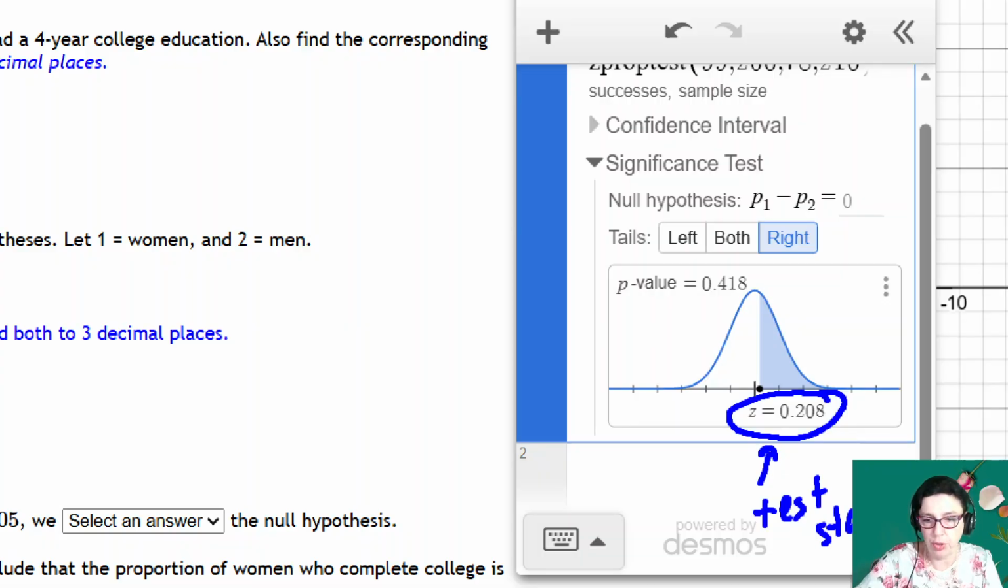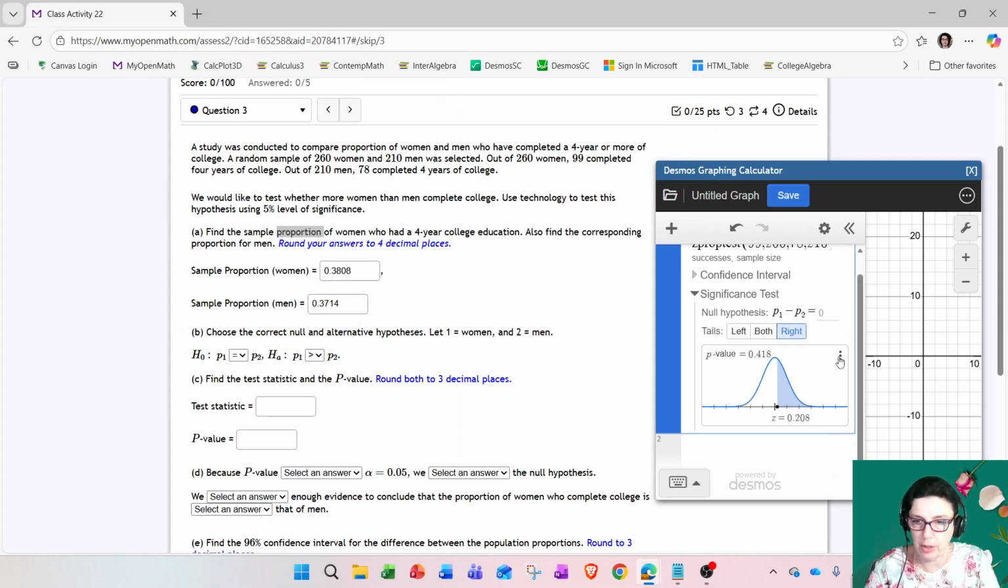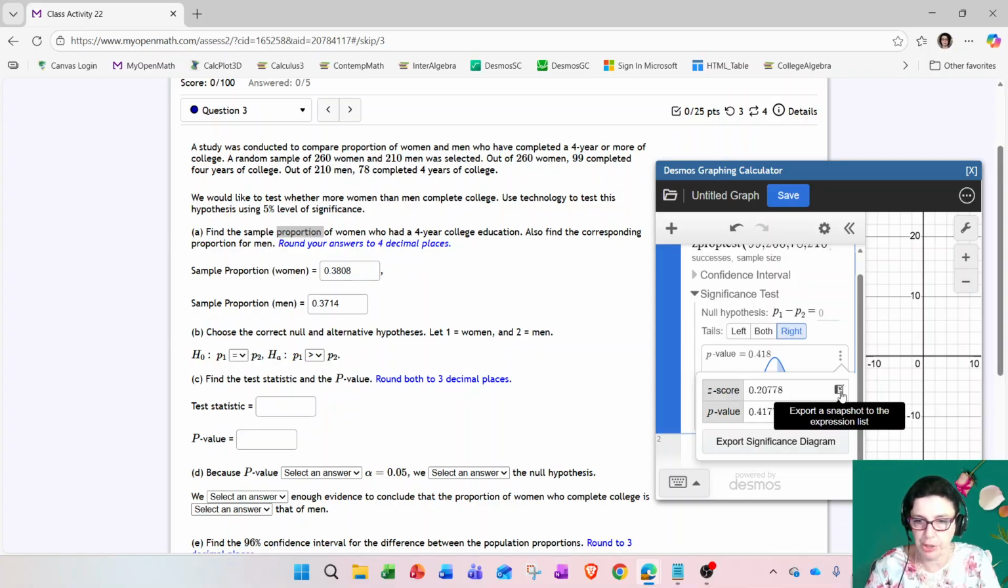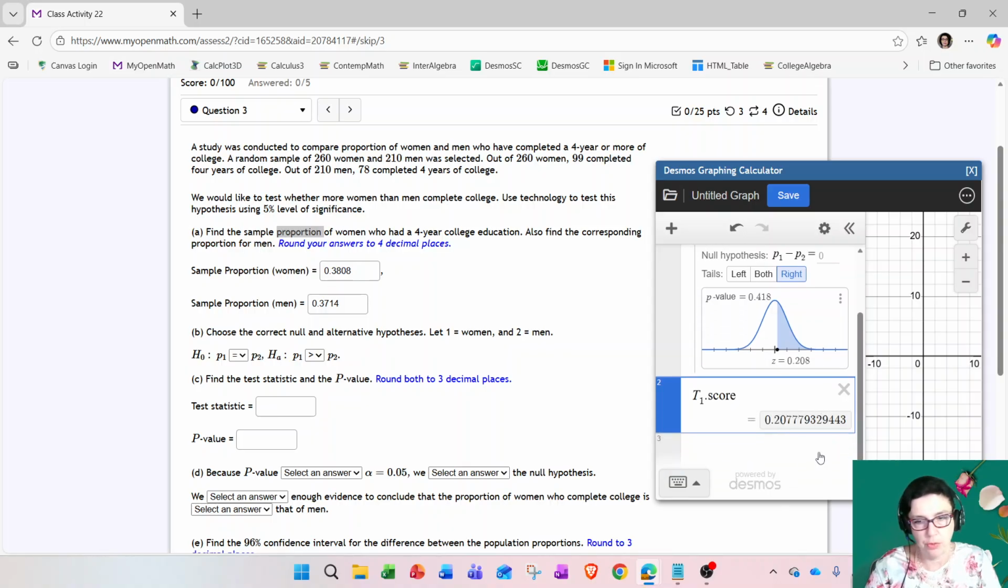Now, if it tells you that it wants more decimal places, you actually will need to click on the 3 dots. And this is where you have that z-score or the z-test statistic, and you can actually export it over here and then round it to however many decimal places you want. But it says 3, so I do not need to do anything. So I'm just going to say that's 0.208. That is not an unusual z-score or t-score in this case, I guess. So this is not going to be significant.